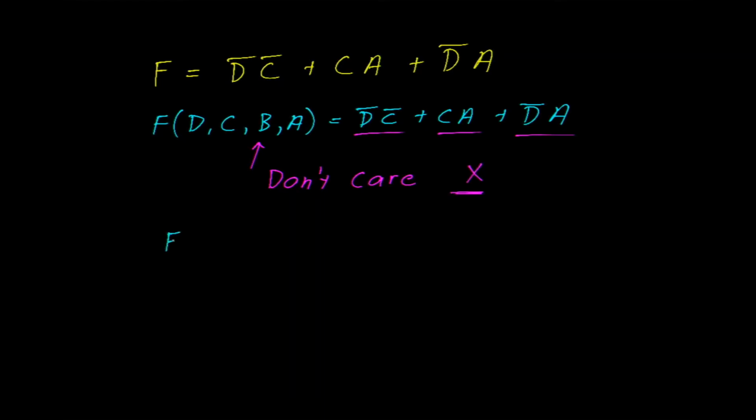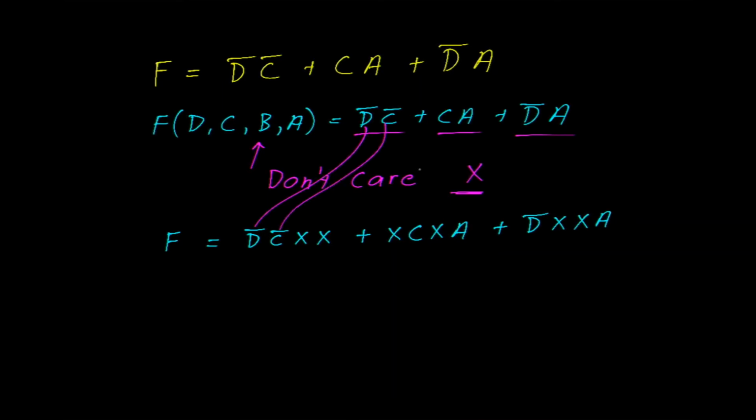Rewriting F using that don't care idea, F is equal to D naught, C naught, ANDed with B, which we don't care what B is, ANDed with A. We don't care what A is. Or we don't care what D is, but we're interested in C, not interested in B, interested in A. Or D naught, don't care about C, don't care about B, care about A. This is still the same equation, it's just that we've added the don't care for the various terms that we don't care about.